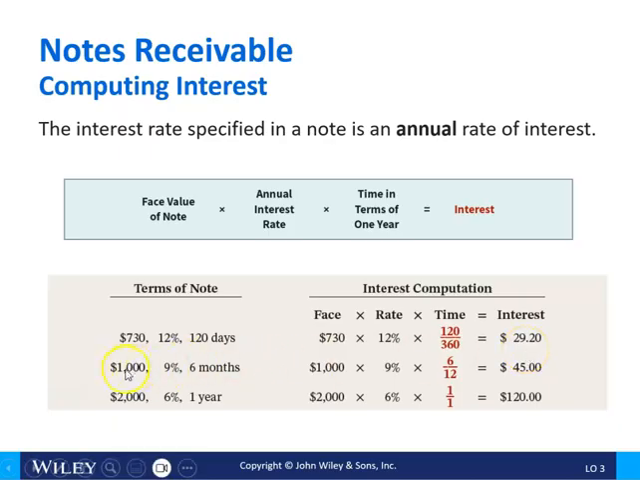Next example, $1,000 note, 9% for 6 months. Face value is $1,000 times the interest rate of 9% times time, 6 months out of a year, so it's 6 divided by 12, or 1/2. $45 is the interest. And then finally, if we had a $2,000 6% note for 1 year, face value is $2,000 times 6% annual interest rate times 1, because it's 1 full year, $120.